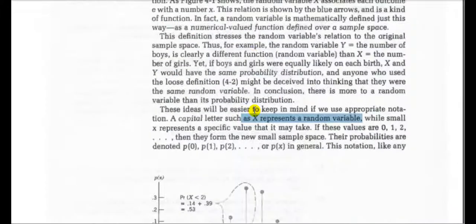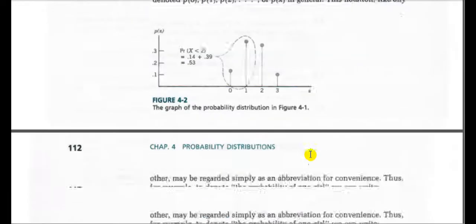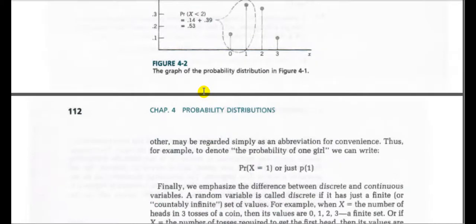Okay, so if these values are 0, 1, 2, and so on, then they form the new small sample space. Their probabilities are denoted by p of 0, p of 1, p of 2, and so on, or p of x in general. This notation, like any other, may be regarded simply as an abbreviation for convenience.